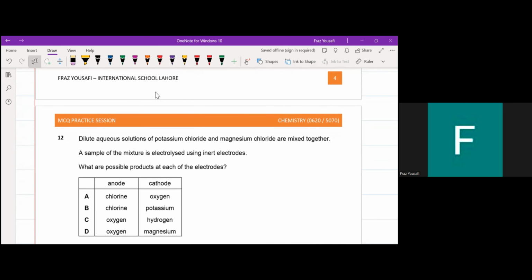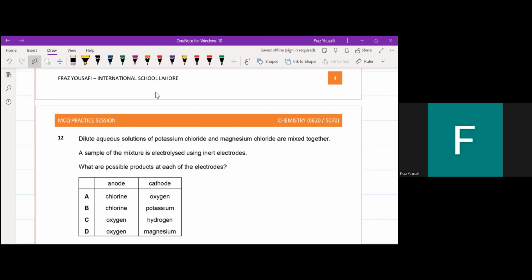Number 12, dilute solutions of potassium chloride and magnesium chloride are mixed together. A sample of the mixture is electrolyzed using inert electrodes. Now, they tried to throw you off this question a little bit by telling you that there are different solutions mixed together. And then they even threw the word dilute in there. Now, the dilute only really concerns itself with one electrode.